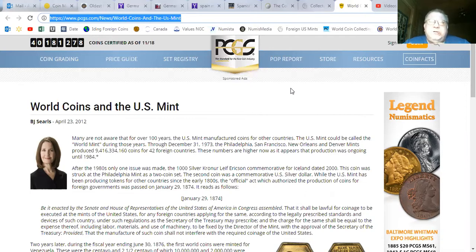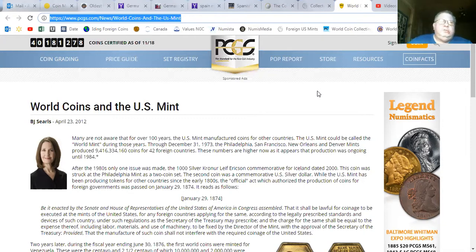Of course, I'm going to leave all this in the links below, so if you want to read on more and get a little information on it. After the 1980, the only issue that was made was the 1,000 silver kroner, which is for Iceland, the Leif Erikson. And that was struck in the Philadelphia Mint.